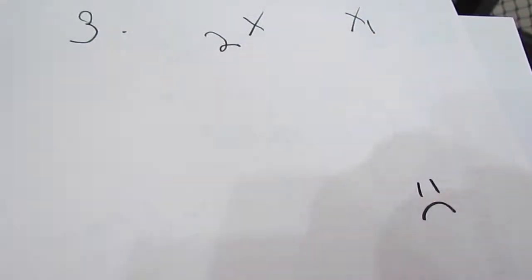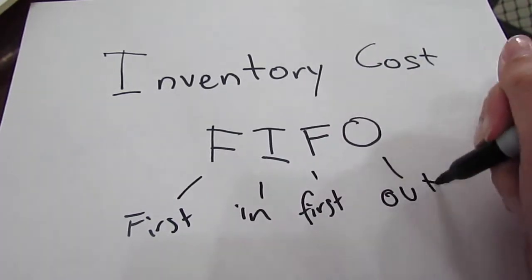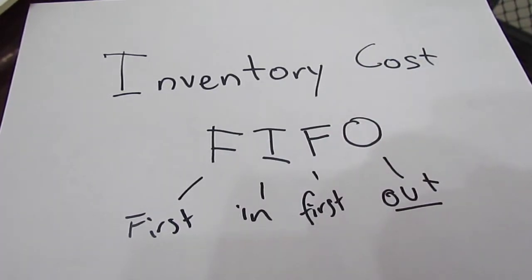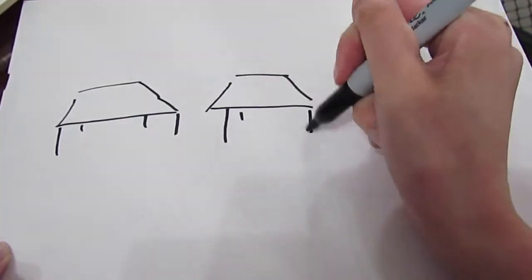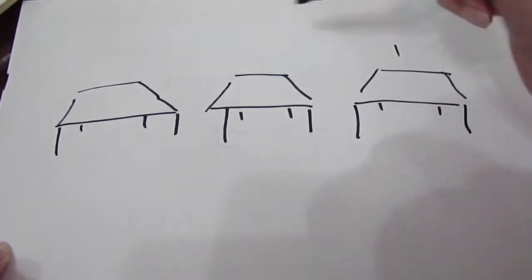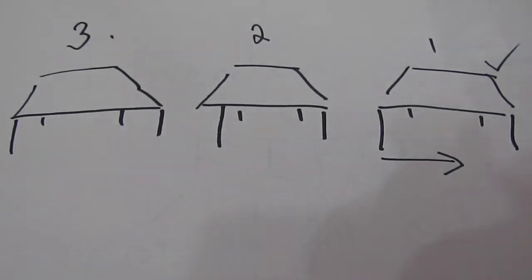Now let's move back to FIFO. FIFO means first in, first out. This means inventory is assumed to be sold in the order it is purchased, which is following the physical flow of most companies. For example, if a company bought 3 tables, the first table that was bought would be the first one sold, and the third one would be the third one sold. Pretty simple. Let's try to go through the technicalities.